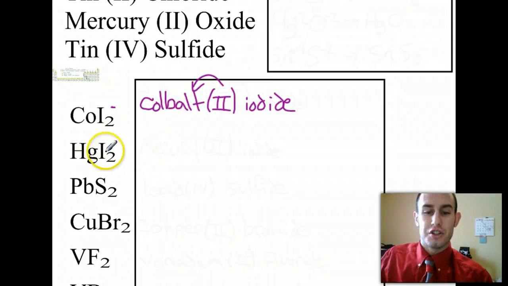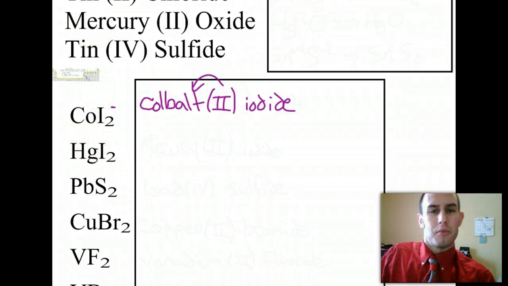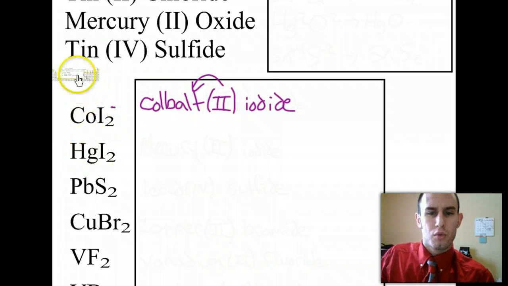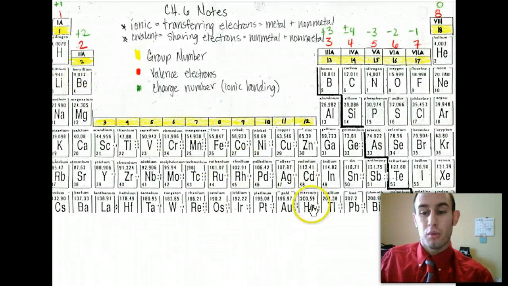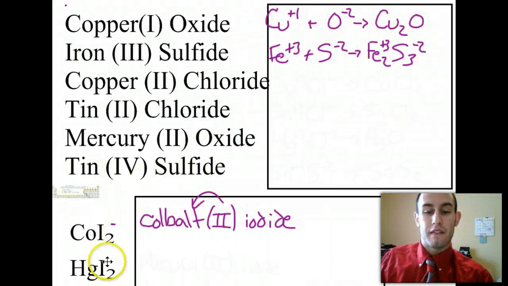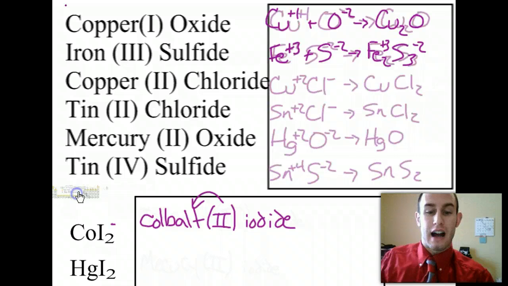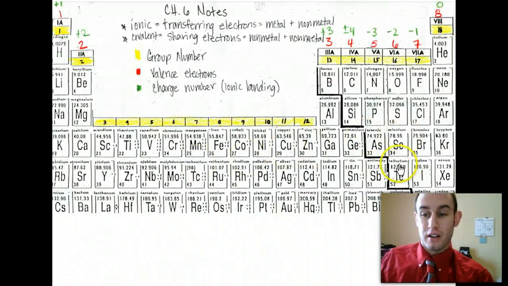Let's try HgI2. Hg. Well, if you can't remember what Hg is, always look at your periodic table and find it right there. It's mercury. Mercury can have a lot of different charges, so I know that it has all of these different possible charges, +1, +2, +3. If I go back to my example here, I have another iodine. And again, iodine is going to be in group 7, -1 charge.